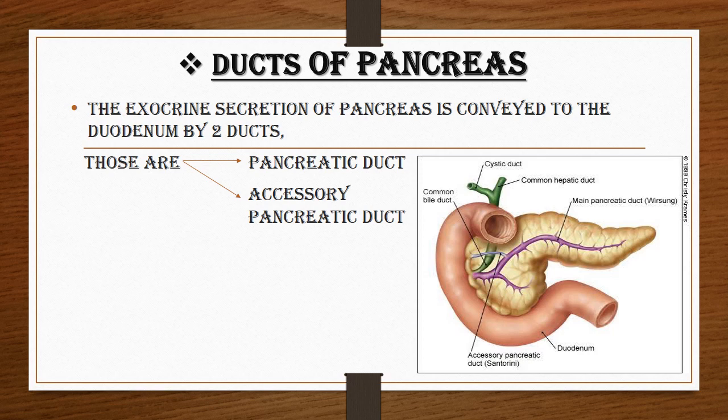The accessory pancreatic duct is a small duct which drains the uncinate process and the lower part of the head and runs upwards to cross the pancreatic duct in front and is communicated to the latter by a branch at the neck of the pancreas.